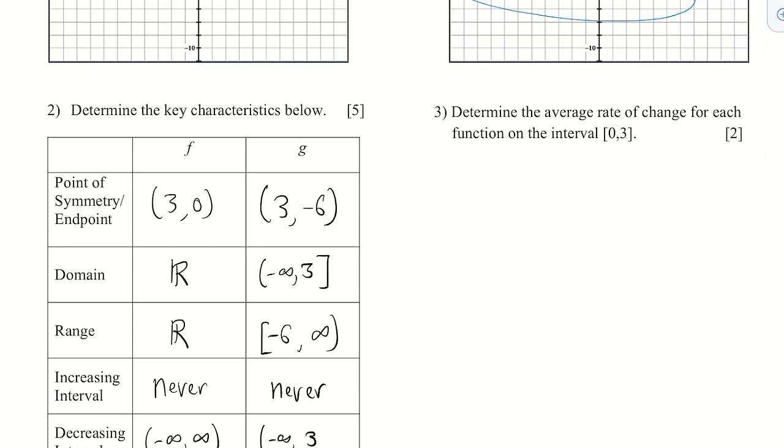Now, depending on who your teacher is going to be, they'll either say that they're going to include 3 or not include 3. So what I'm going to do here is include 3, because that is more of the definition of when I say something is increasing or decreasing on the interval. It does include that actual value.